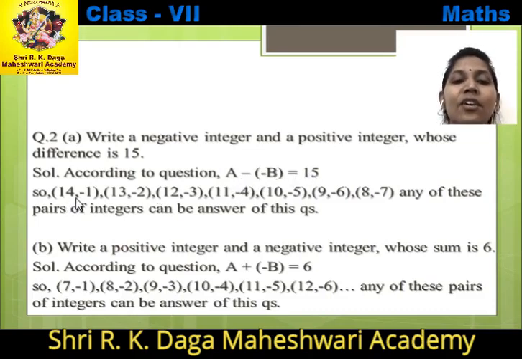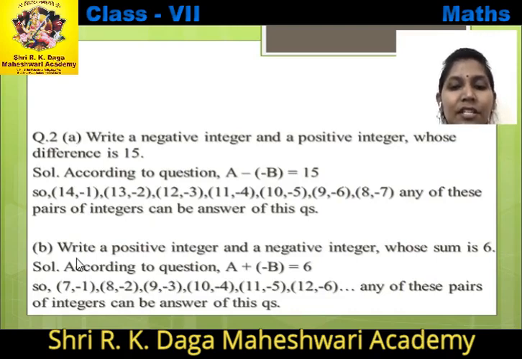Now we can see 14 and minus 1. When we subtract this, we get 14 plus 1 which is equal to 15. Again 13 minus 2 equal to 13 plus 2 which is equal to 15. 12 minus 3, that is 12 plus 3 equal to 15. So these are the pair of integers which satisfy the given condition. Hence any of them can be answer to this question.